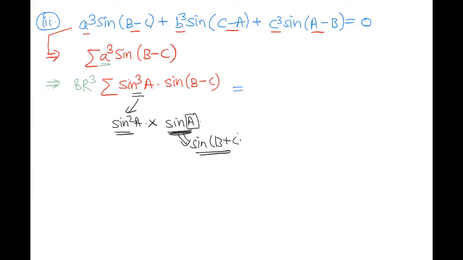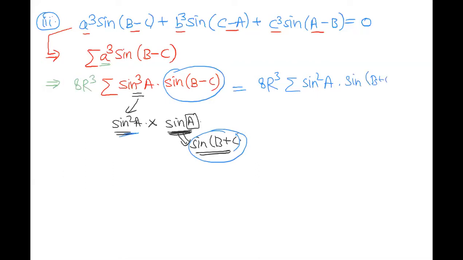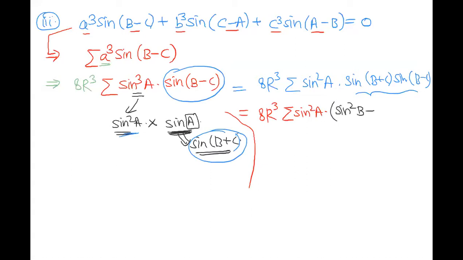This is equal to 8R cube outside, and inside we have sine square A multiplied with sine b plus c multiplied with sine b minus c. Now many times we have said this formula. This will be sine square b minus sine square c. So this is 8R cube summation of sine square A multiplied with sine square b minus sine square c.